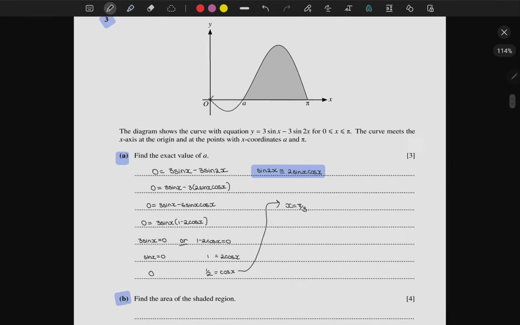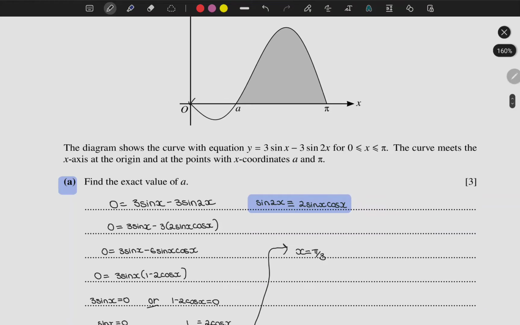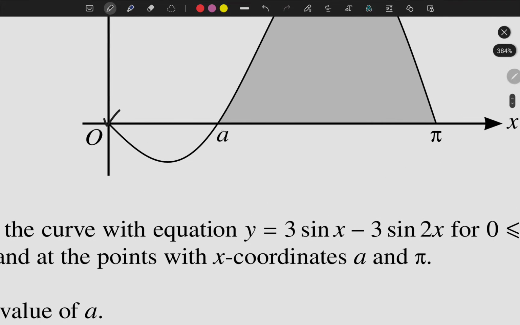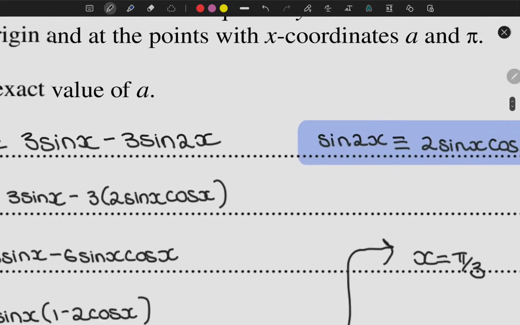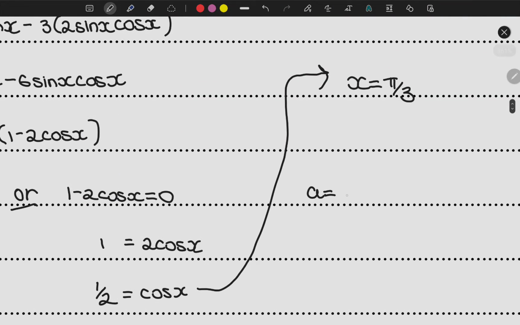And it says the limits are between 0 and pi, so we're not going to say 2 pi minus this principal angle. So that means this answer is pi over 3. So we can say, I think, a is equal to pi over 3.